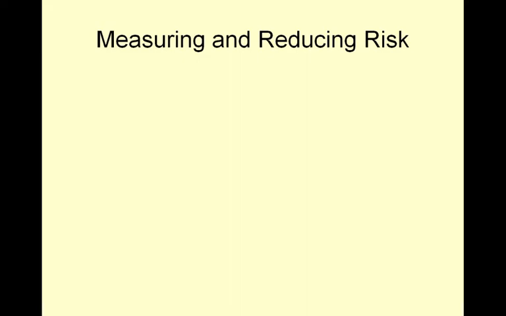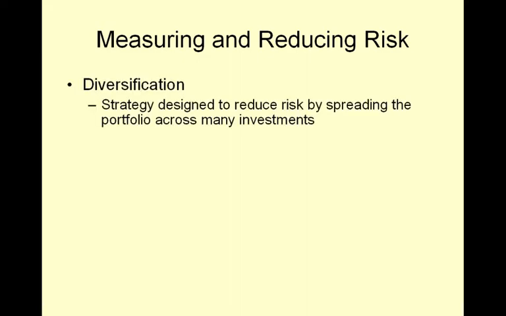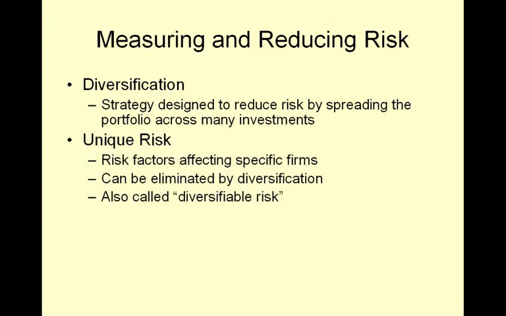Financial risk can be reduced through diversification, which is a strategy designed to reduce risk by spreading the portfolio across many investments. To see how diversification can reduce risk, we need to distinguish two types of risk. The first is unique risk, which reflects factors associated with specific firms. Unique risk can be eliminated by diversification, and therefore it is called diversifiable risk.